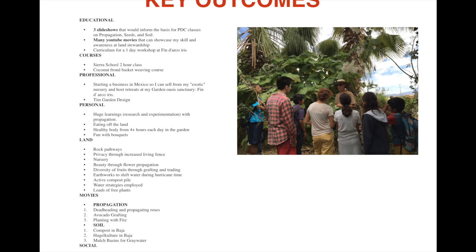More businesses are in the works down there. On the land, we were doing quite a bit of increased living fence, diversity of fruits through grafting and plant trading, an active compost pile, and a lot of soil improvement through quite a few different soil mitigation projects. I've been doing some hugelkultur, some sheet mulching, some active compost. So a lot of different things going on down there. I was down there during the hurricane this past year too, and did a little bit of swales and trenches to shift where the water from the hurricane was coming. It's basically a flat parcel, but it was interesting to see how that worked.